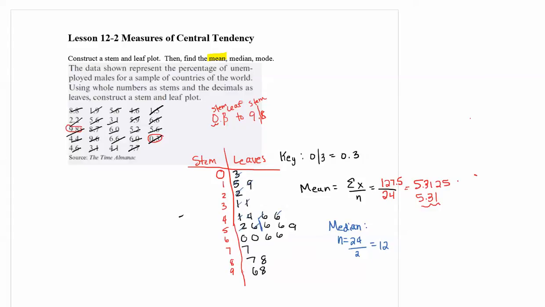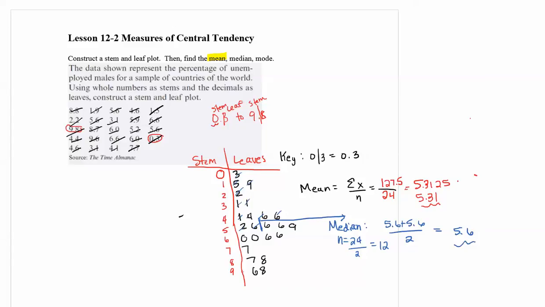I'm going to draw a line between these two sixes, which are really 5.6 and 5.6. Before the line, I have 12 leaves, and if you count after the line, you will also have 12 leaves. So this line is the exact middle of the data, and that's the median. But you have to calculate it. It's between 5.6 and 5.6. When it's between two numbers, you add them up and divide by 2. 5.6 plus 5.6 divided by 2 is equal to 5.6.